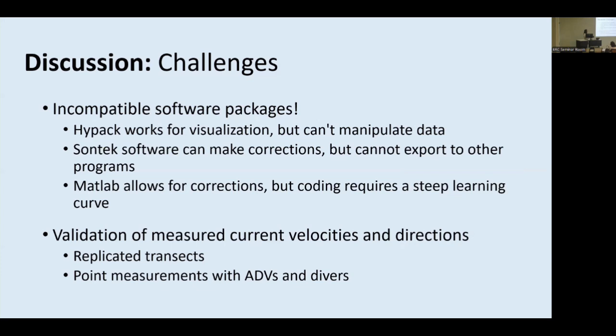And then we're still working to validate these measured current velocities and directions using replicated transects. So if we go over the same structure a few times in the same day, are we seeing the same current speeds and current directions? Another way to validate this is with point measurements using ADVs and divers, and then comparing that to our Sontec M9 data and see if we're getting similar measurements.